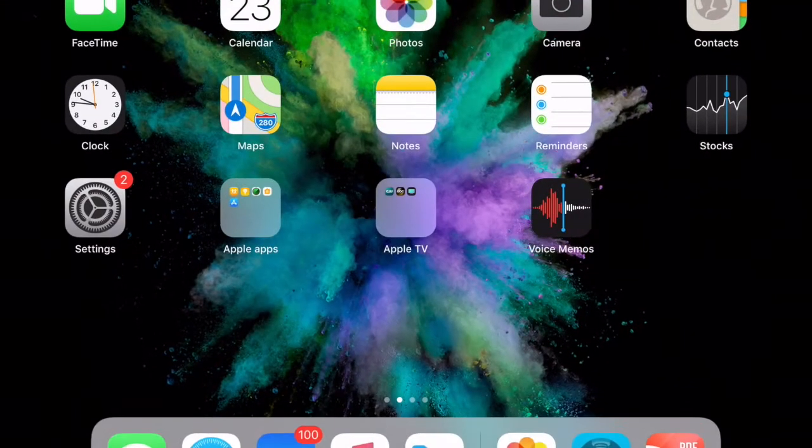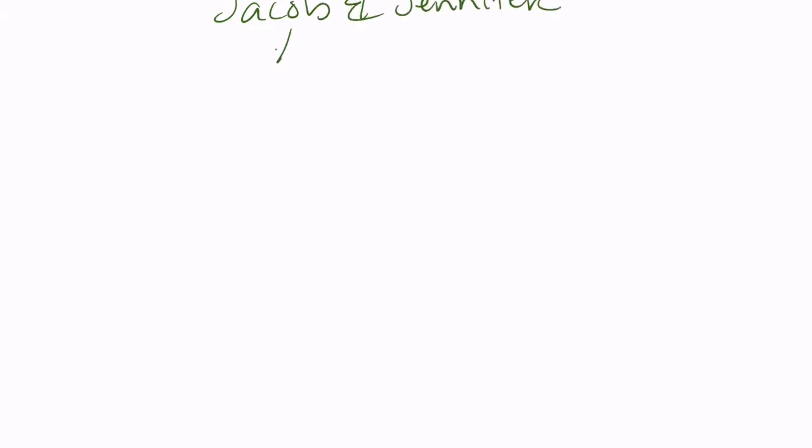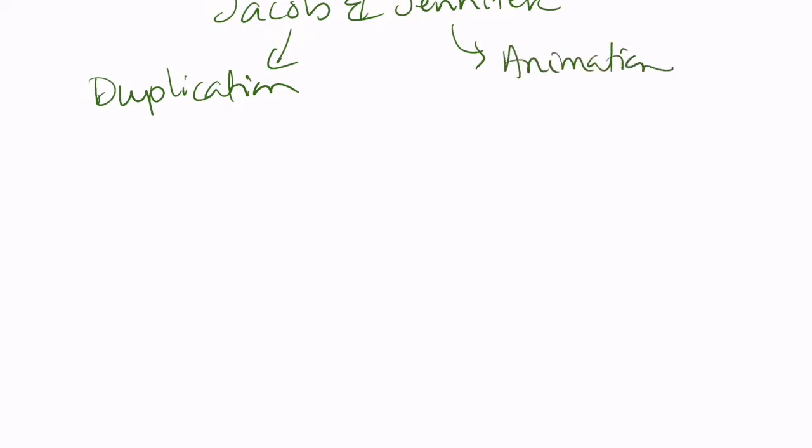So let's write down what we know so far. We've got Jacob and Jennifer. Jacob's superpower is duplication, and Jennifer's is animation. Doesn't hurt to write this down so you don't forget. Now this is an autosomal trait, which means it's like a regular chromosome. It's not a sex-linked trait.